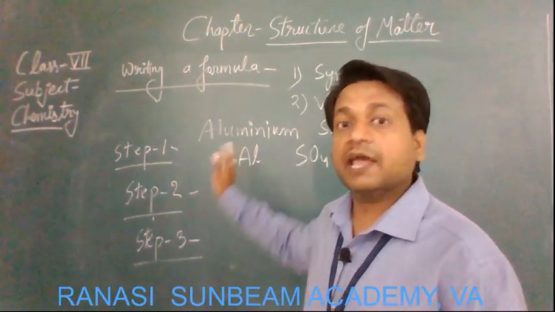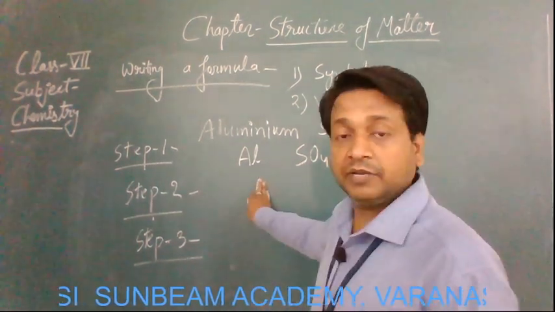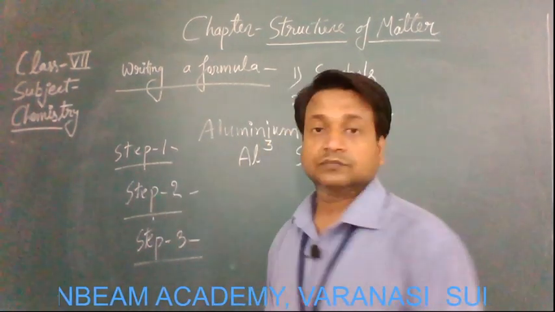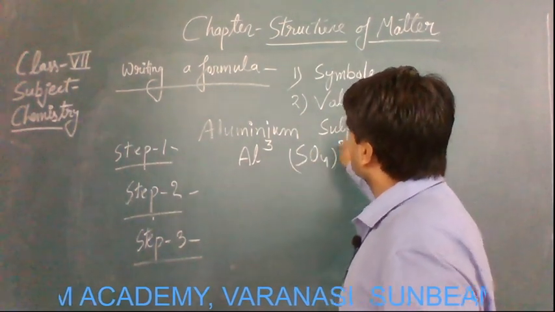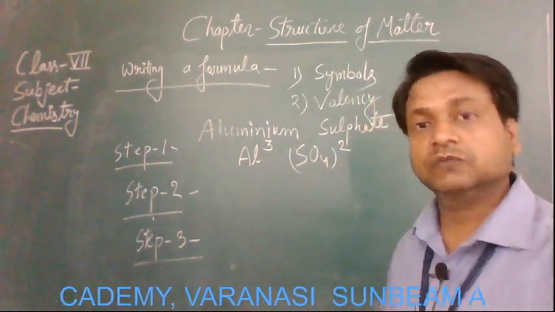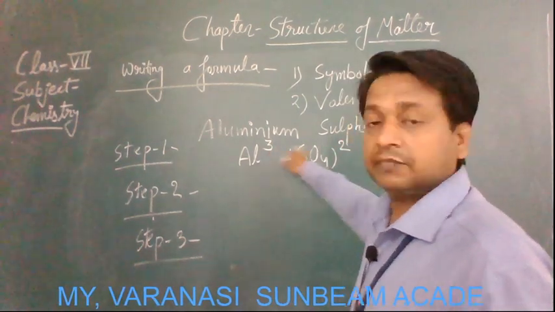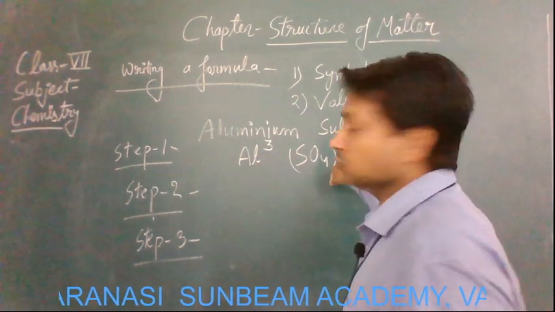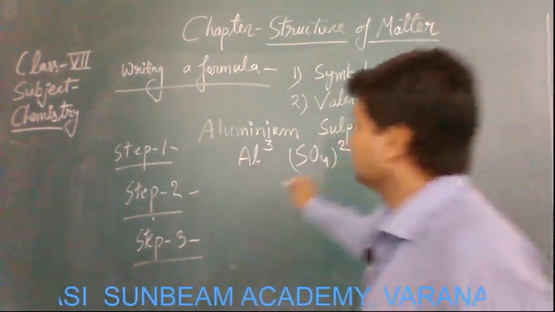Now we'll put the valencies up there at the top. So the valency of aluminium is, yes, 3 and the valency of sulfate is 2. So we'll write them as the superscript. After them, we'll simplify them by using a common factor. So 3 and 2. The common factor will be 1 and it remains the same.